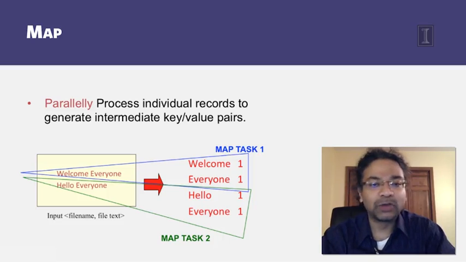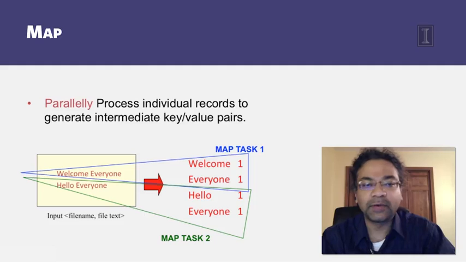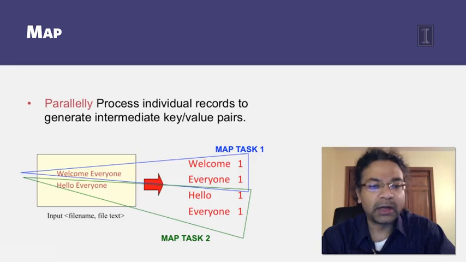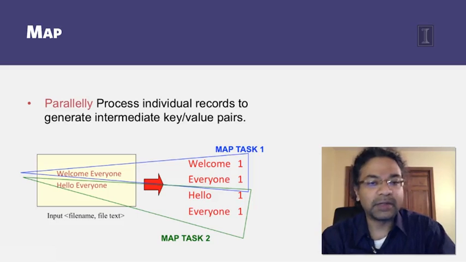In this example, I have 2 map tasks. The blue one on the top processes the first line of input and produces 2 key value pairs for each of the 2 records in its input. And the bottom green map task produces, again, 2 key value pairs for the 2 records that are in its input. So once again, the output of this is the same as that in the previous slide.